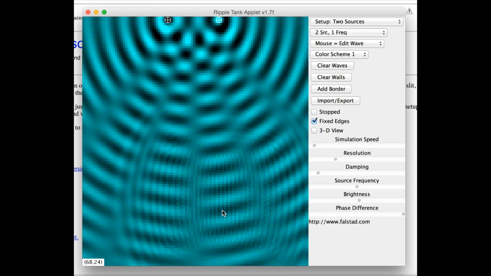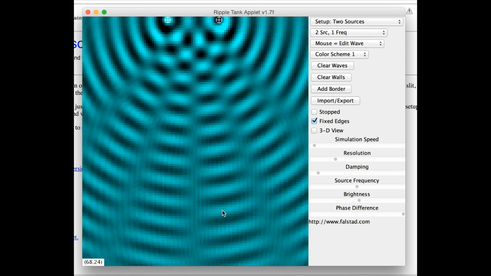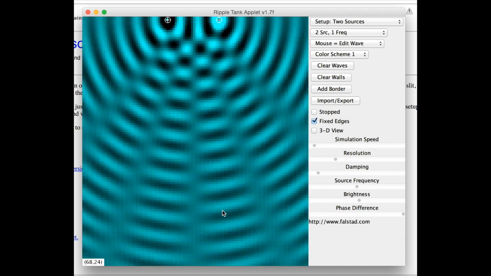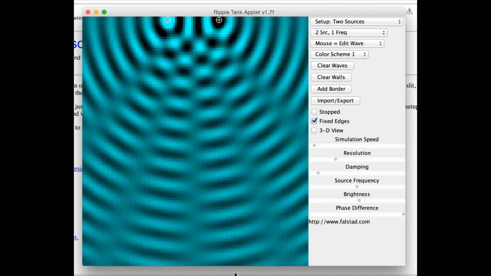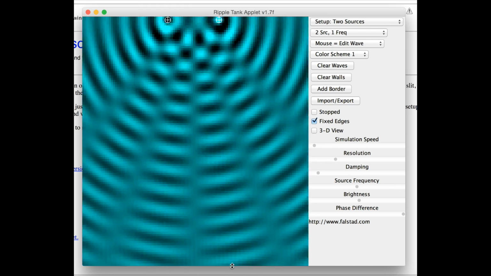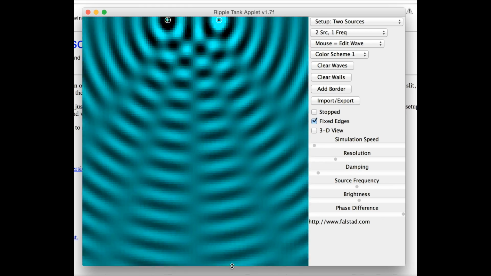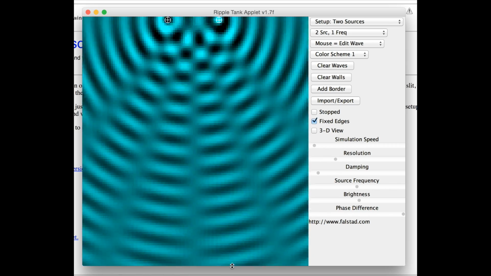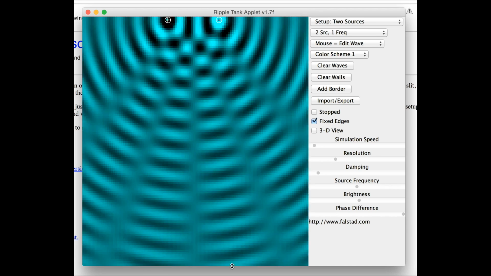So our answer to that question is in terms of the position and intensity. The intensity remains unchanged. Those waves are no more or less intense, but in terms of the position, where there were maxima, we've now got minima, and where there were minima, we've now got maxima.